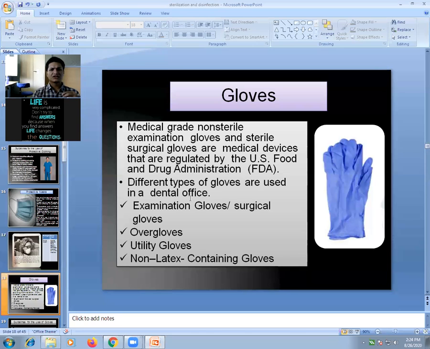Medical grade non-sterile examination gloves and sterile surgical gloves are medical devices that are regulated by the FDA. Different types of gloves are used in a dental office, like examination gloves, surgical gloves, over gloves, utility gloves, non-latex containing gloves. For people who have latex allergy, we can use latex-free or non-latex containing gloves.